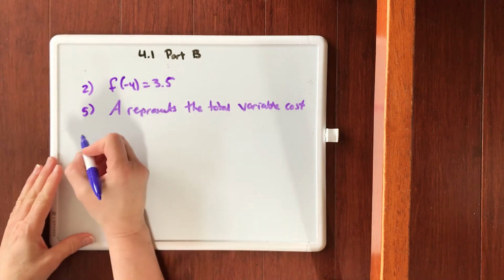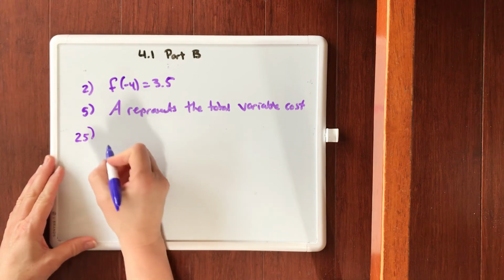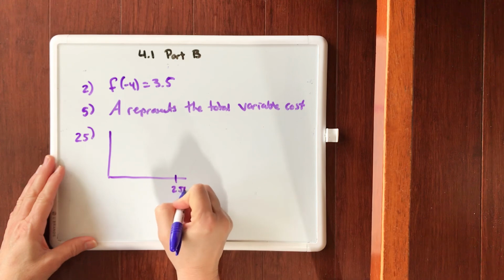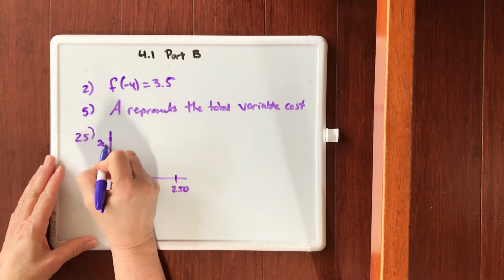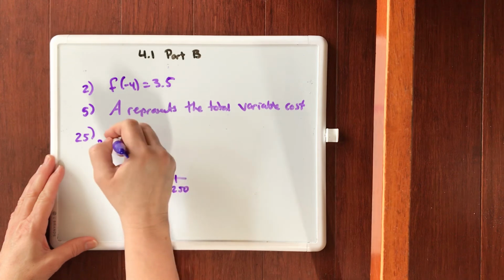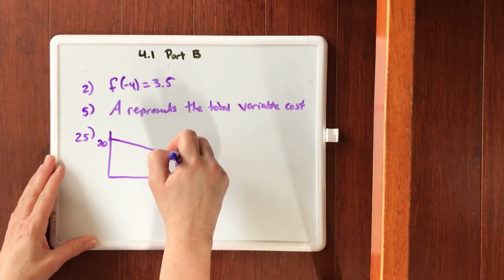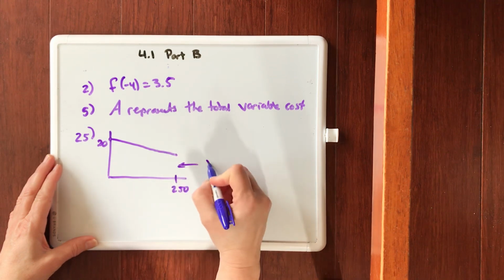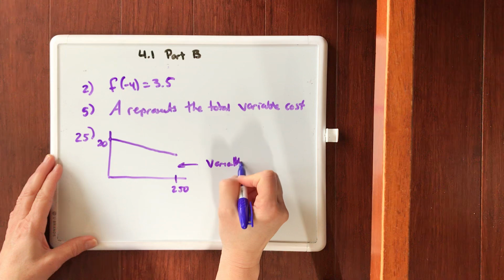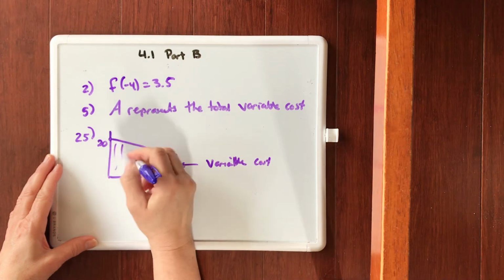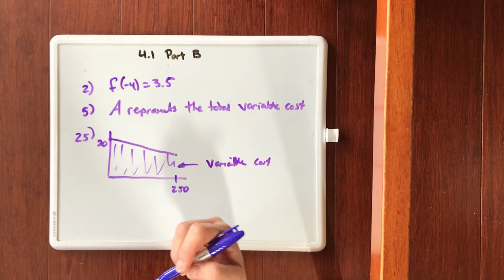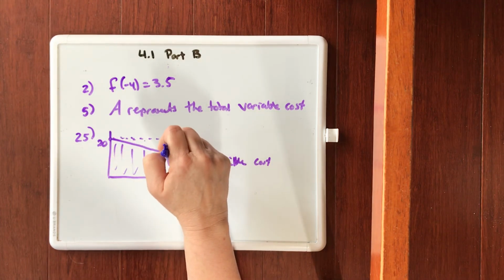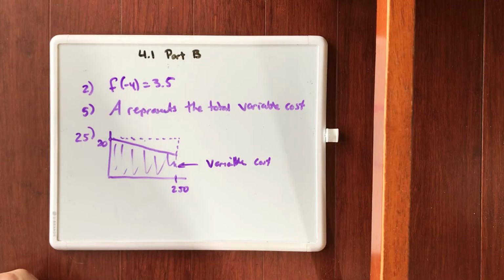I'm going to do, I think, 25. I'll show you something on there. If you have a picture here, this goes to 250, and you'll know what it means when you see it. And this is 20, and it's going to look like that. You're supposed to find the variable cost, which would be the area. Variable cost would be this area. Now, how could we find that area? Well, we're going to do the same thing we did before. You'd find the area of the rectangle and take away the area of the triangle.